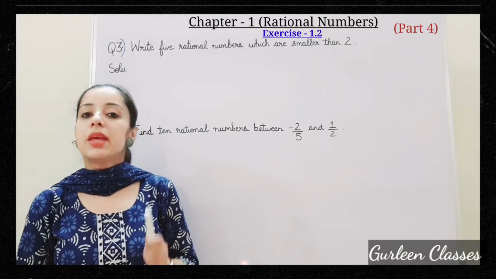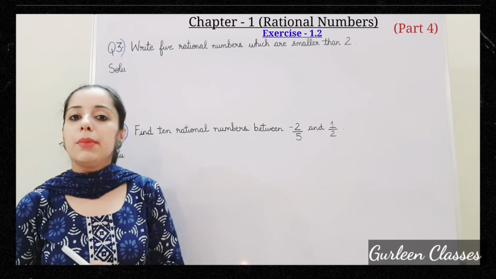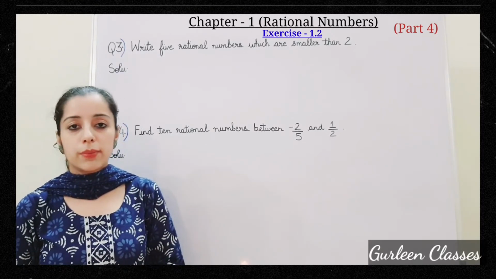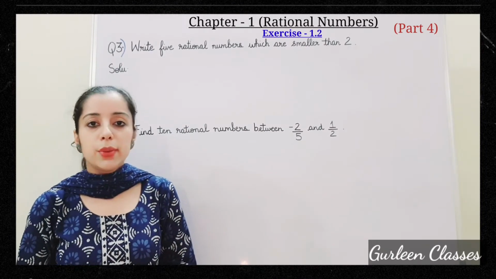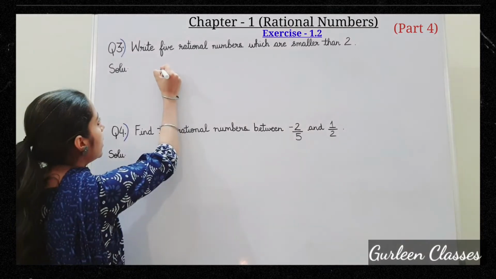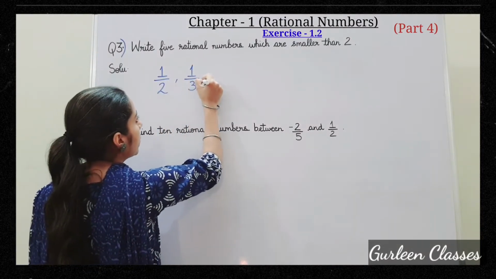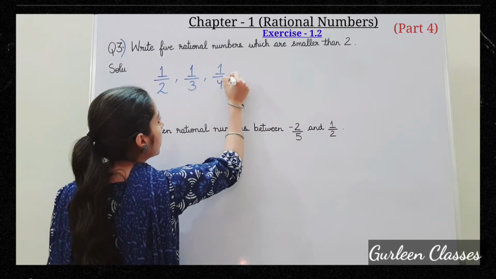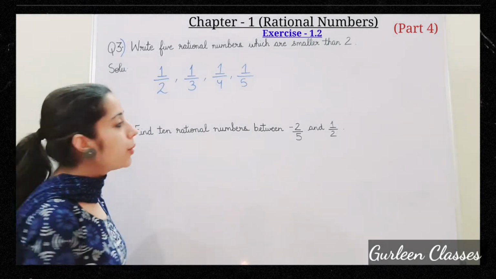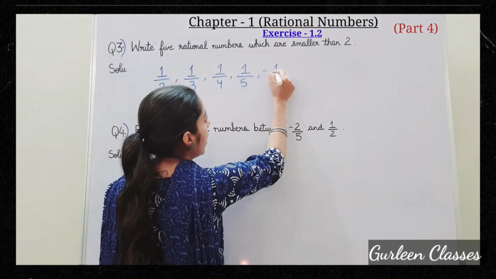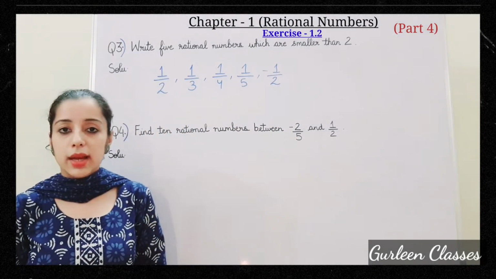Question number 3. Write 5 rational numbers which are smaller than 2. So students, there are many rational numbers which are smaller than 2. So I am writing a few of them. 5 rational numbers which are smaller than 2 are, first I have written here 1 upon 2, 1 upon 3, 1 upon 4, 1 upon 5, 1 upon 6 and so on. A few you can take as negative rational numbers, minus 1 upon 2, 0, 1. They are also smaller than 2.